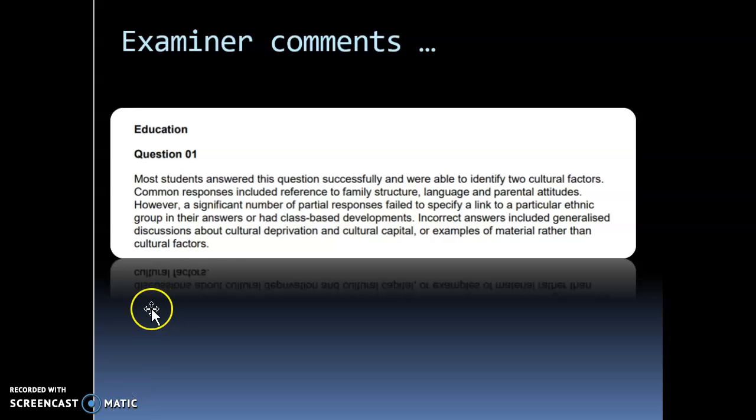And students were able to identify 2 cultural factors. However, a significant number of partial responses failed to specify a link to a particular ethnic group, or they were more class-based. Now, some students went down totally the wrong route and talked about generalised factors, it wasn't specific enough, or they talked about material rather than cultural factors. And that's why it's really important to read that question more than once, underline the key hooks in the question so you know that you're answering it in exactly the way that you should.